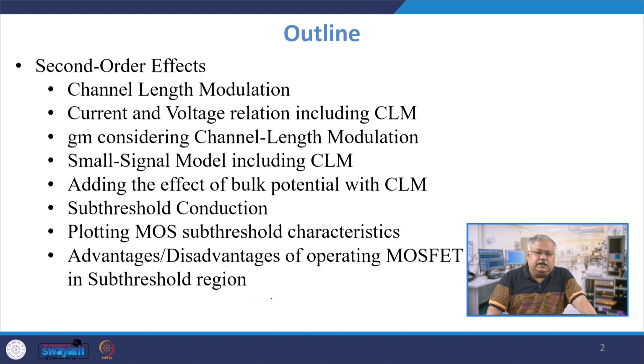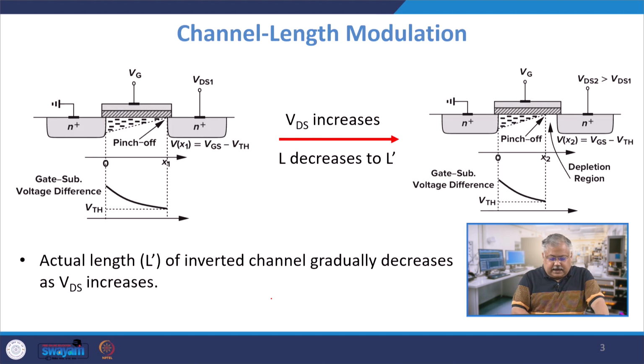We have already seen the effect of bulk potential on the threshold voltage in a previous lecture. Here we will be looking at the effect of bulk potential with CLM on the current relationship. The second part of the lecture will be on subthreshold conduction. We will be looking into the MOS subthreshold characteristics, and then finally end up with advantages and disadvantages of operating MOSFETs in subthreshold region. So, let me start with channel length modulation effect and see what is channel length modulation effect.